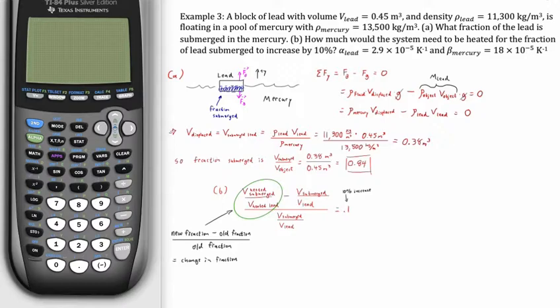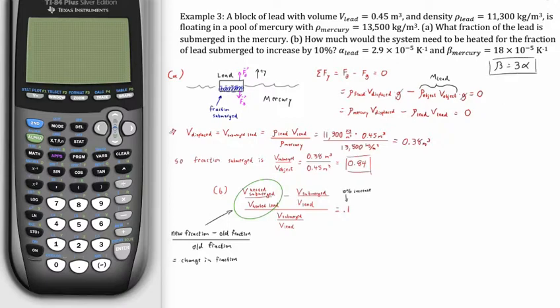Well, we have to find the new fraction that floats after thermal expansion, because the important thing here is that the mercury and the lead are not thermally expanding at the same rate. If we look at the volumetric expansion of mercury, it's 18 times 10 to the negative 5. If we look at the linear expansion of lead, it's 2.9 times 10 to the negative 5. The relationship between linear and volumetric is beta equals 3 alpha. So the volumetric expansion of the lead is just going to be 3 times 2.9, so about 9, which is still significantly lower than mercury. In other words, the mercury is expanding about twice as fast as the lead is.